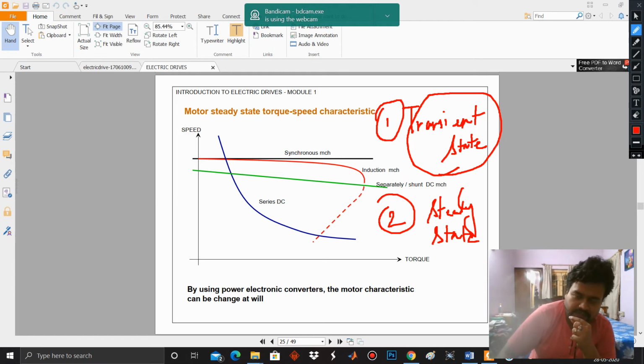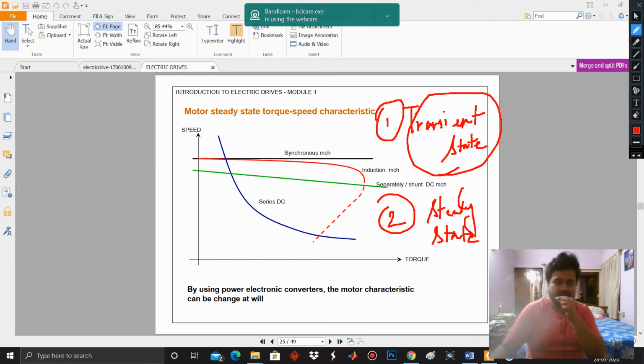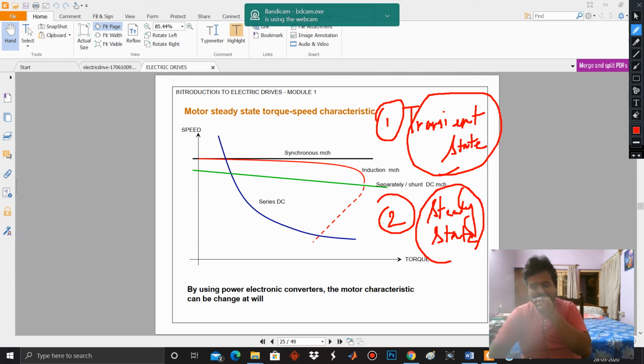And the state of the drive, or the current, voltage, power, or rather you can say the speed, the torque, which is persisting consistently as t tends to infinity, or the time tends to infinity, that means quite a long time, is known as steady state. The state of the drive is called steady state.